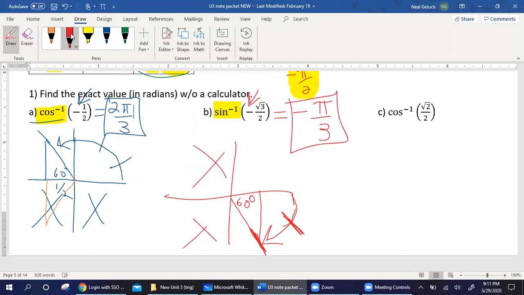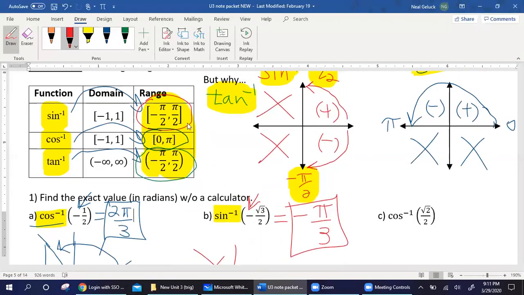Remember, inverse trig is giving me the angle, inverse angles. But I have restrictions, again, on what my answer can be.